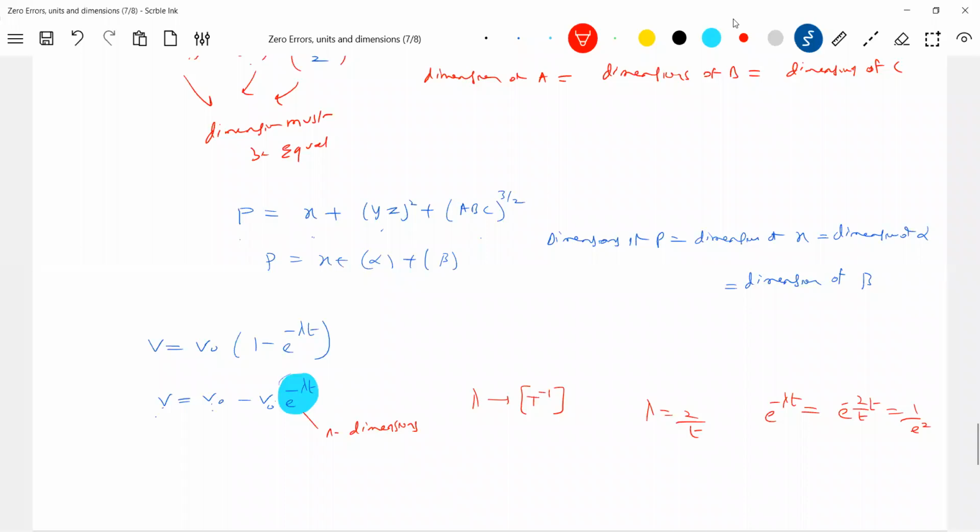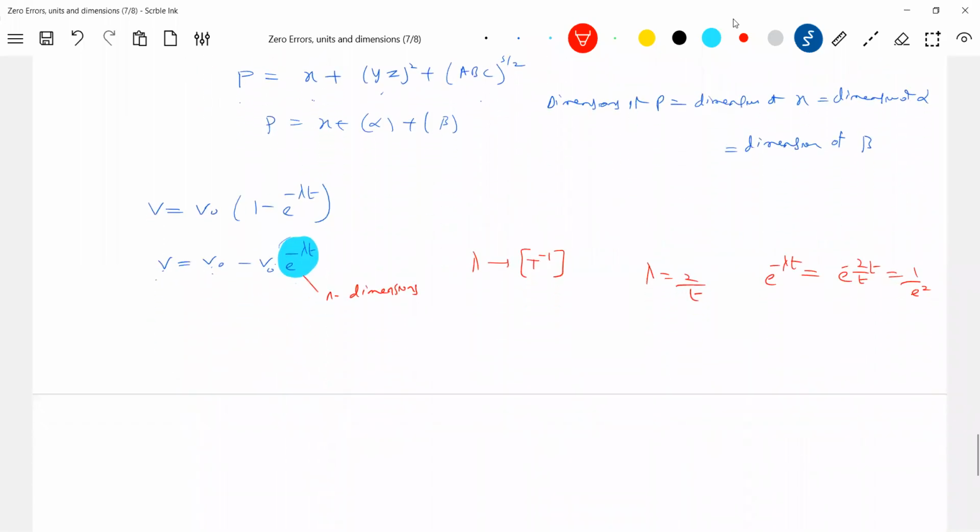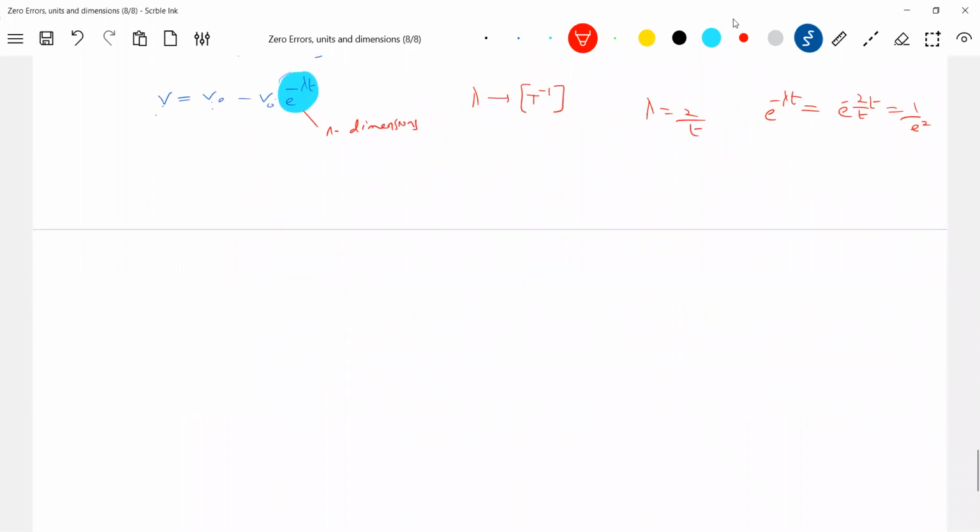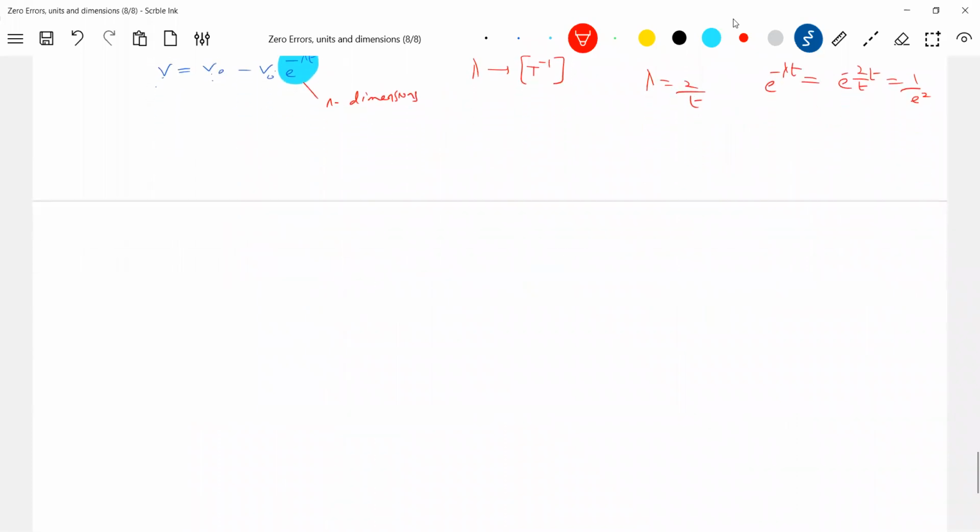So why can't this have dimensions? If this had dimensions, the principle of homogeneity would go wrong. That's the core idea. You have to be careful when exponential, log and trigonometric equations come. So let's take one more.